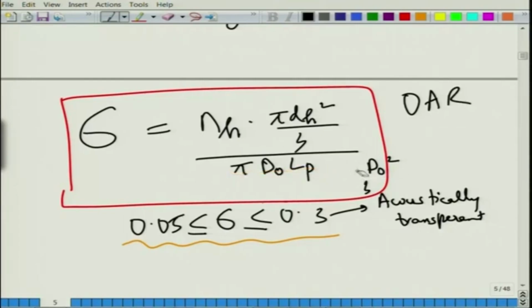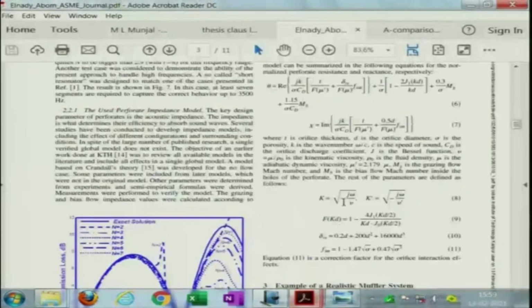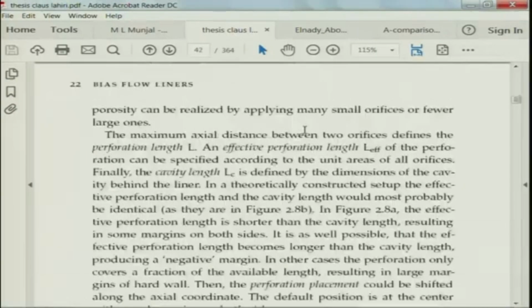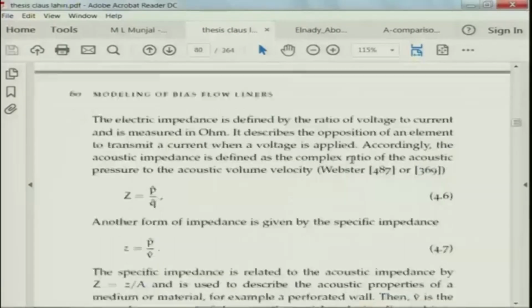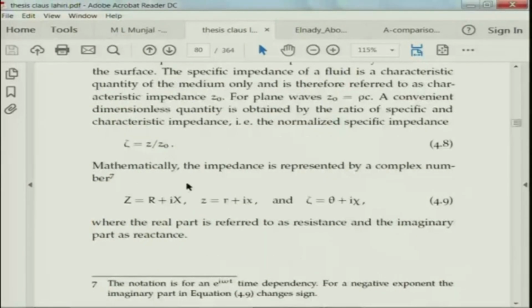Anyhow, let us get back to the review, a very brief review of the perforated impedance expressions that are available in the literature. Lahiri, like I said, gives an excellent review of the different perforated impedances in the literature. What we have to do is look at the different expressions. Impedance Z is equal to P by Q, pressure by volume velocity. Lahiri also says impedance is the resistive part plus i times the reactive part. The real part is resistance, the imaginary part is reactance.